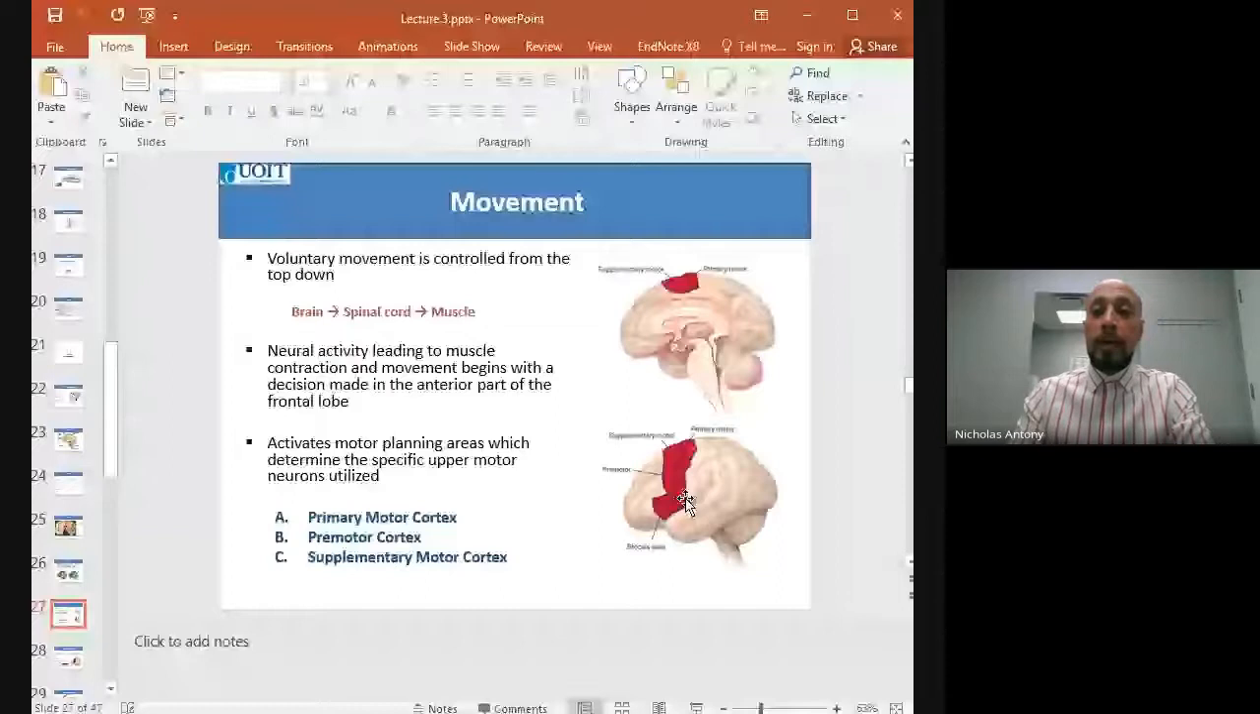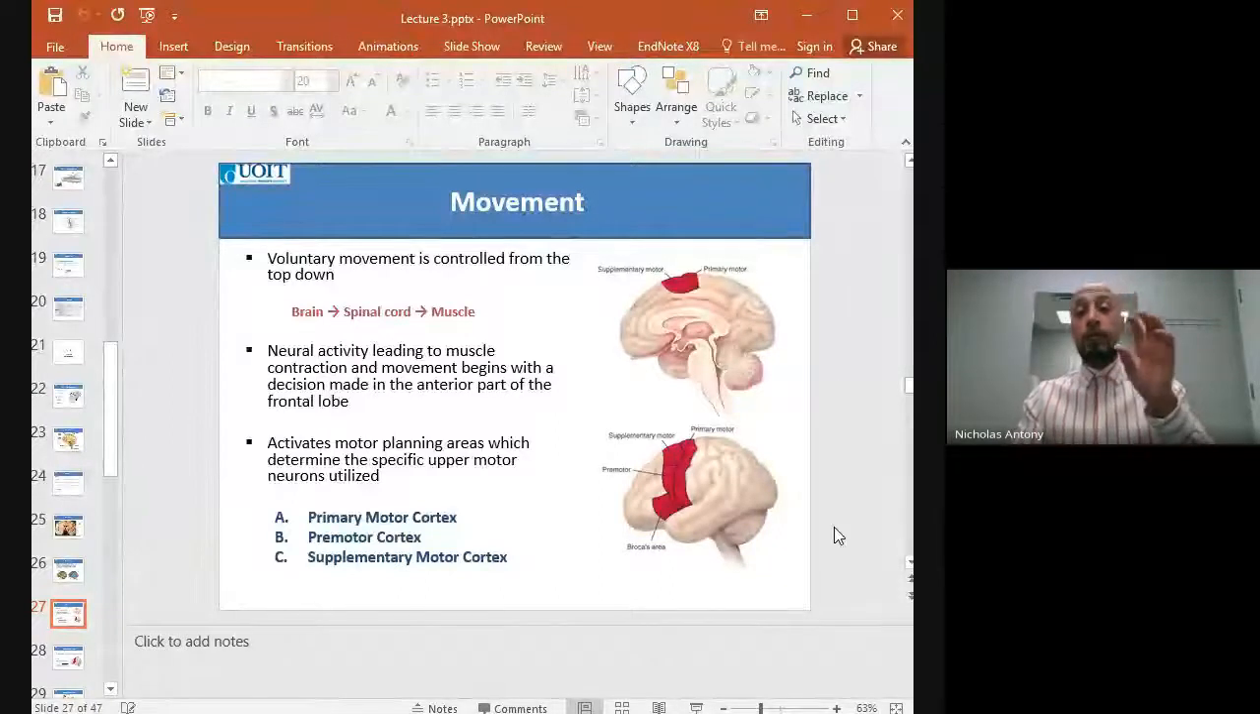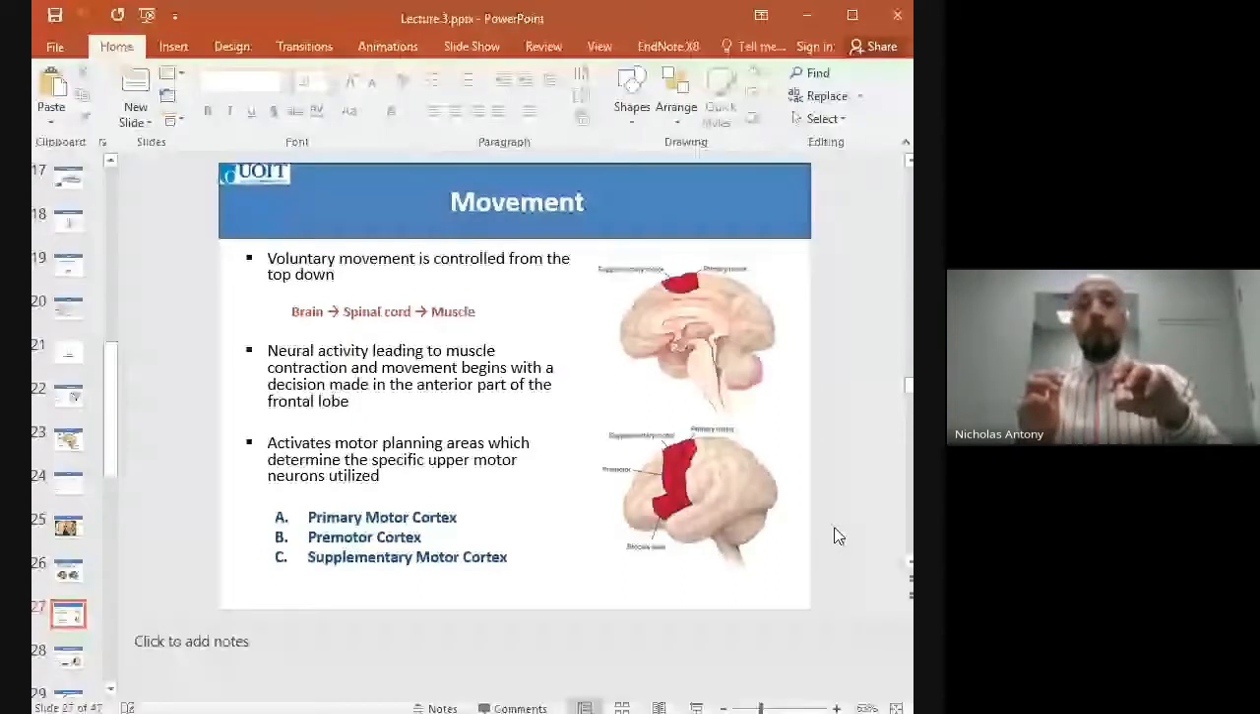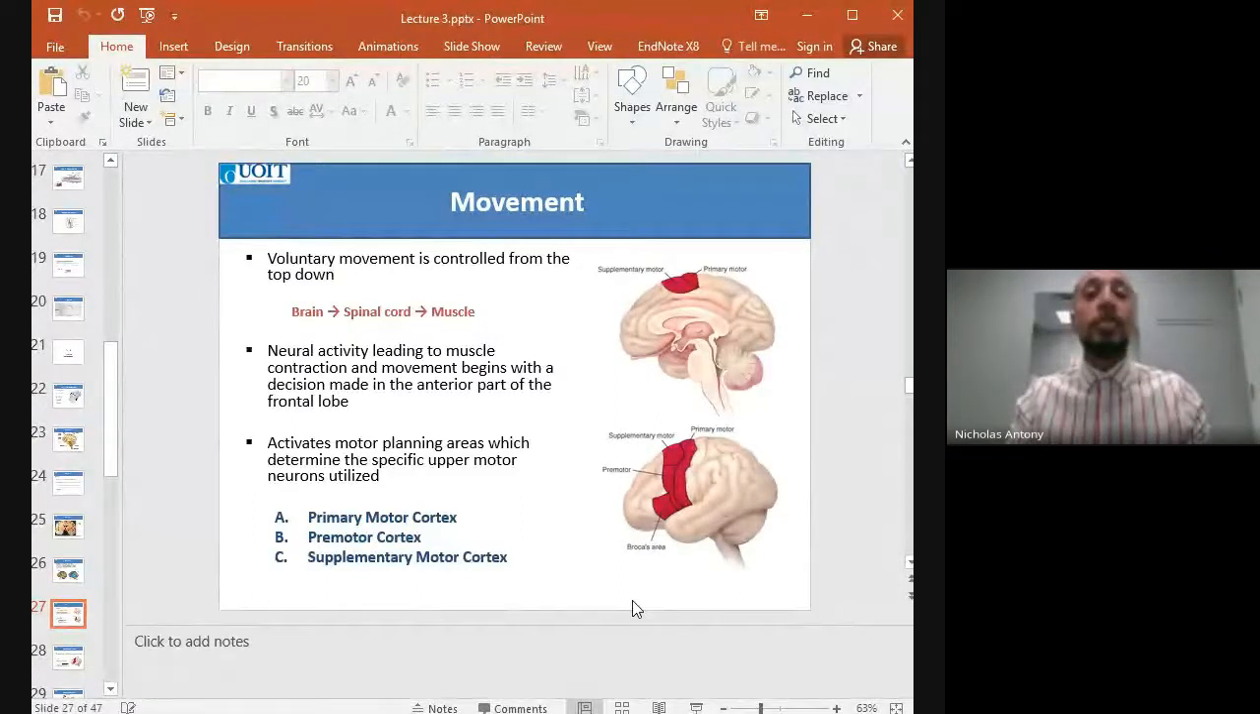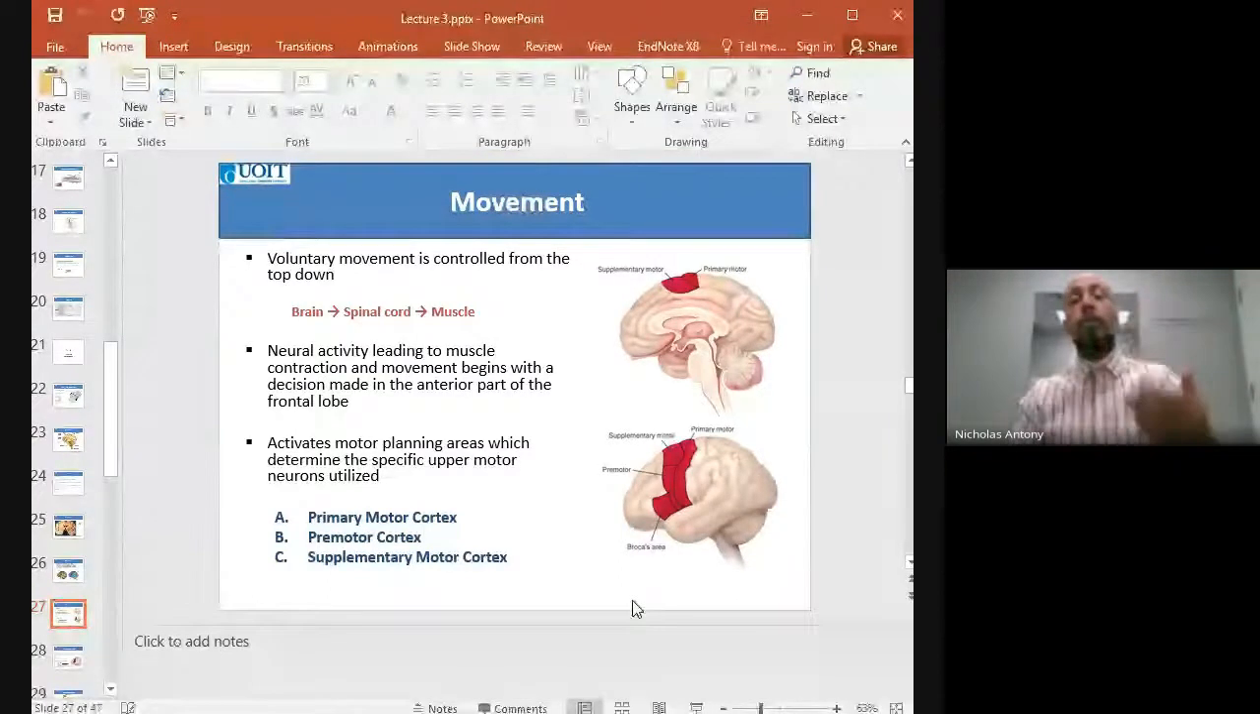So think of the motor planning areas as the different areas in the brain that are going to piece together or determine which motor units to fire. So think of it like creating the checklist of the following muscles that are required for the activity we've decided to do.